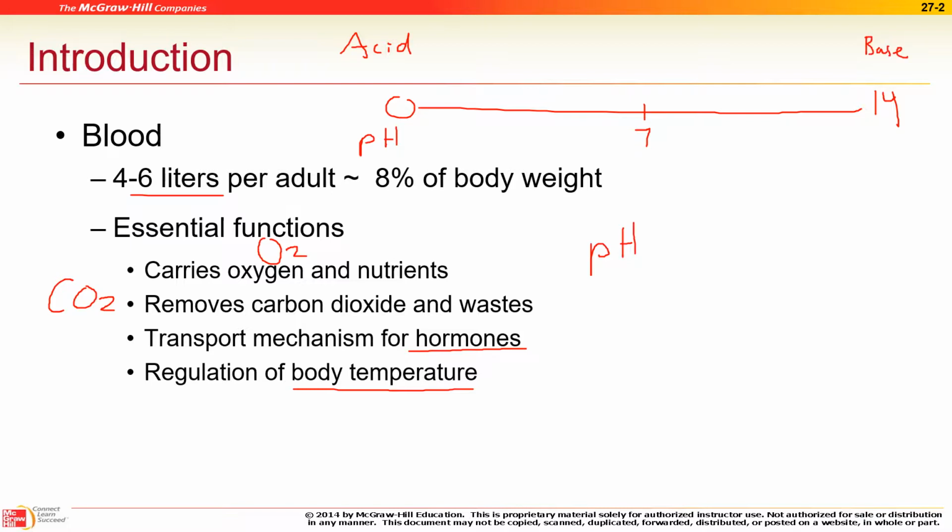So what's the pH of blood? 7.4. If it's outside 7.4, we die. Right? So we have to maintain our blood pH at 7.4. Things we put in must keep it at 7.4. If we take stuff out, we better keep it 7.4.